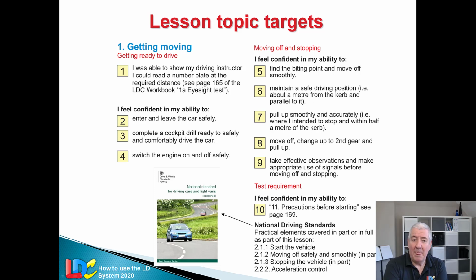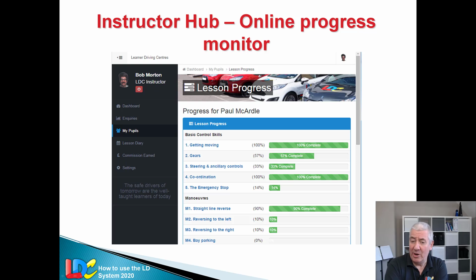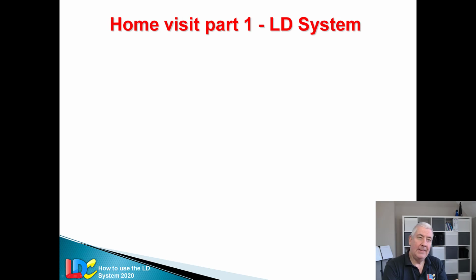So lesson 1, topic targets. The only one really that you need to tick throughout the book is lesson 1, target 1: I was able to show my driving instructor I could read the number plate. So you have to say, yep, you can tick that. The rest are all about them feeling confident in their ability to do it. So this is a conversation that you would have with them at the end, and you'll see at the bottom, target 10, test requirements, and then it maps across below that to the national standard. So we've taken no chances here, we've omitted no detail, no matter how slight. It's also available online, and it would show in terms of percentage completed of those targets.